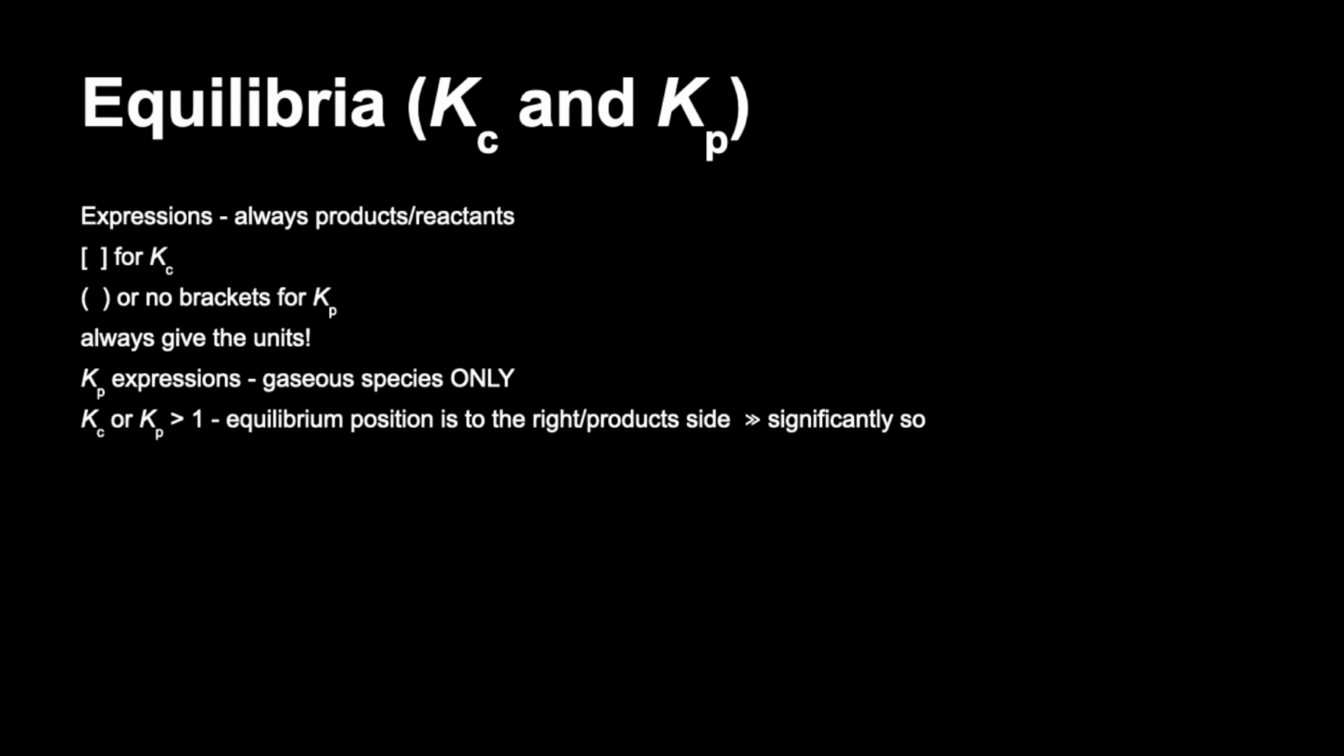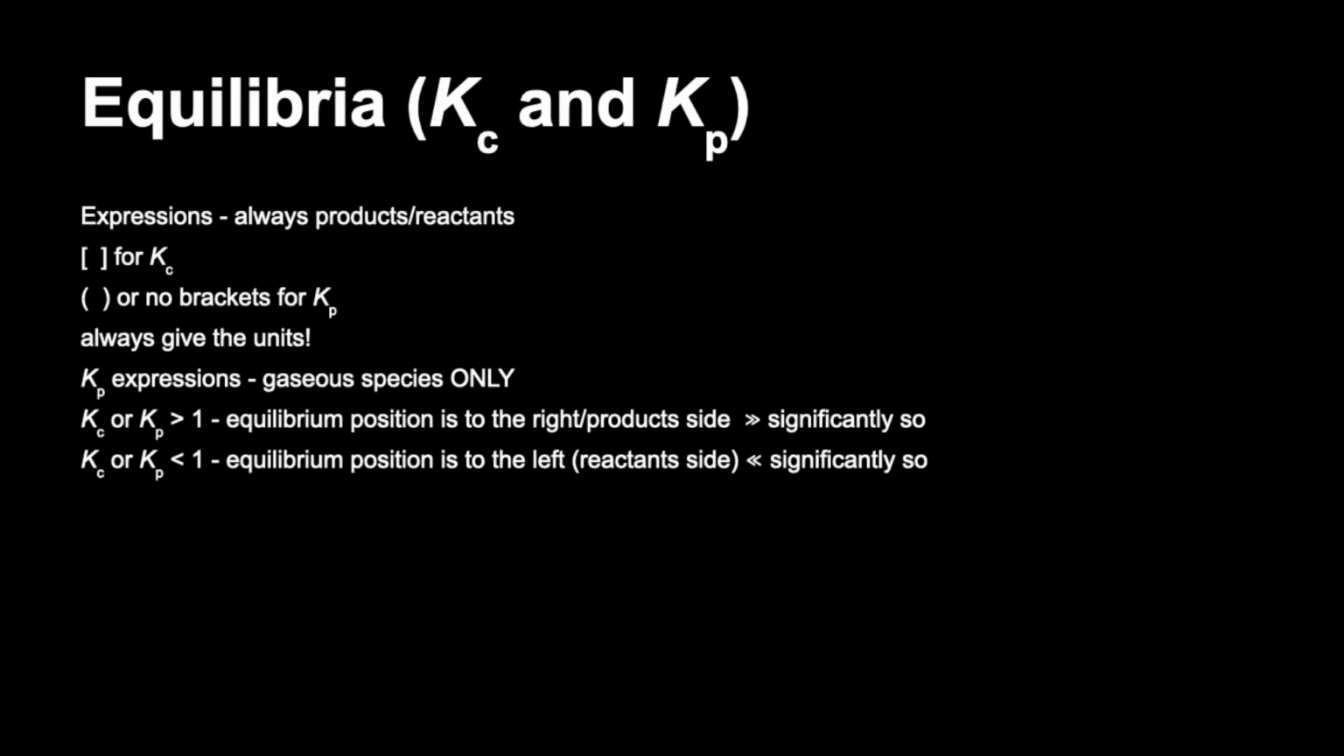If Kc or Kp is greater than 1, the equilibrium position is to the right or on the product side of the equilibrium. If it's a double greater than sign, it means it's significantly on that side. And then the opposite, if it's less than 1, the equilibrium position is to the left, so on the reactant side, and the double arrow means significantly so.